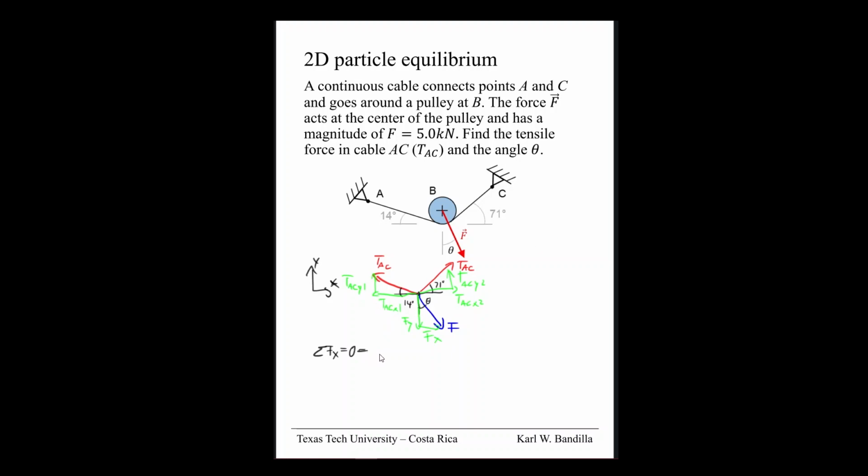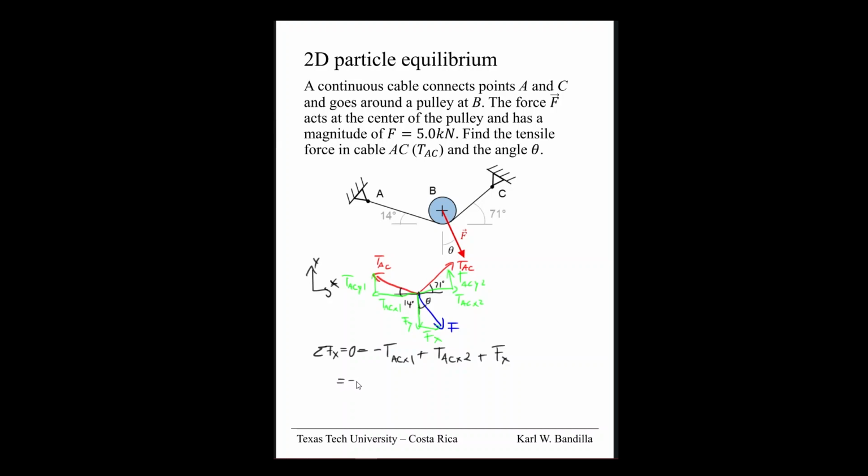Looking at x, we have this component here going to the left, so it'll be negative, minus TAC x1. On the other hand, we have it going to the positive direction, so that would be plus TAC x2. And from F, we get just a little bit of a component there, but it's going to the right, so it's positive, plus Fx.